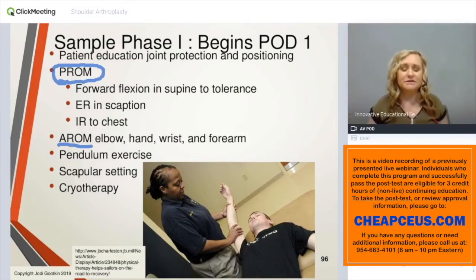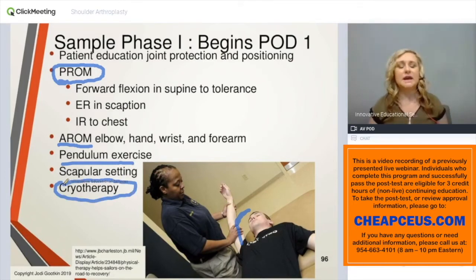You're going to be cautious if your patient did have a latissimus dorsi transfer or a biceps transfer, that when in this image you're performing that shoulder flexion range of motion, you might need to have this elbow flexed to take some of the stress off of those repairs. So you're going to be cognizant of that. Pendulum exercises might be permitted at this point in time. You're probably using modalities like cryotherapy to try and control some of the inflammation and swelling.